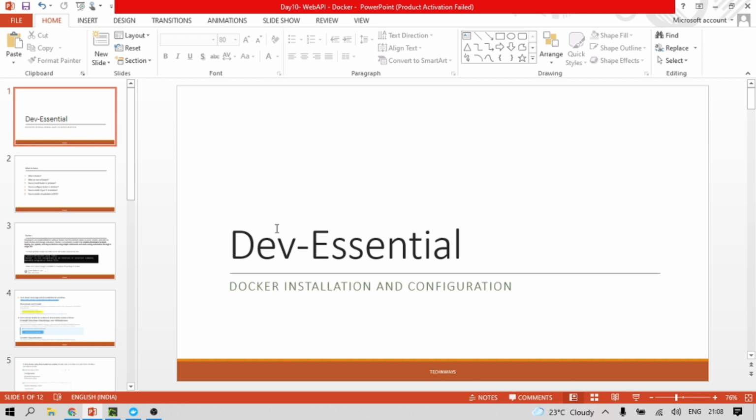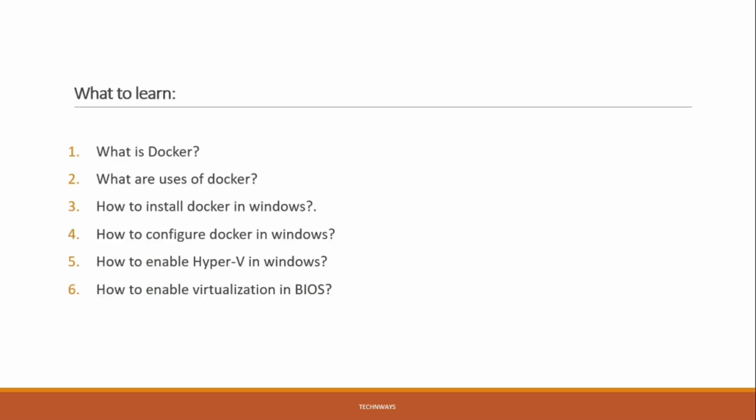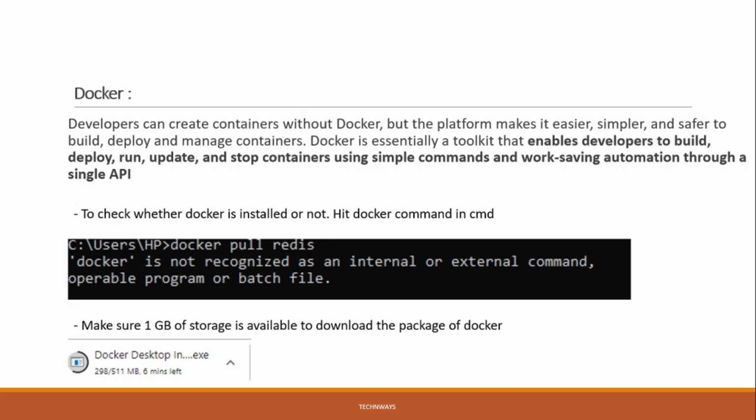Okay, so let's go ahead and see what we did and how we did it for installing Docker. These are the things we are going to cover in this video: what Docker is, what the uses of Docker are, how to install Docker in Windows, how to configure Docker in Windows, and how to enable it. For Docker installation in Windows, we need to have the Hyper-V extension, and we need to have virtualization enabled on our Windows PC. We need to take care of that, so we will discuss it further.